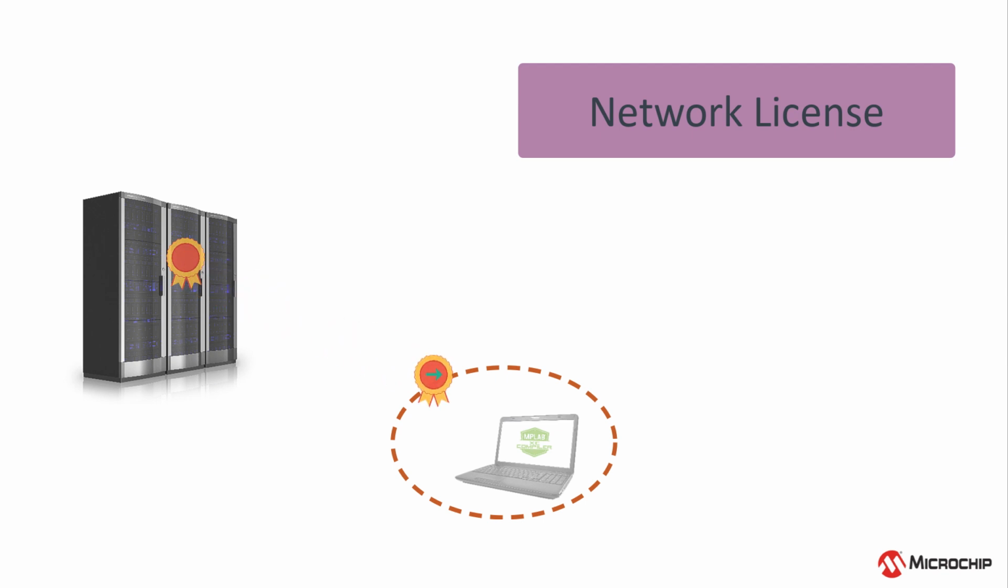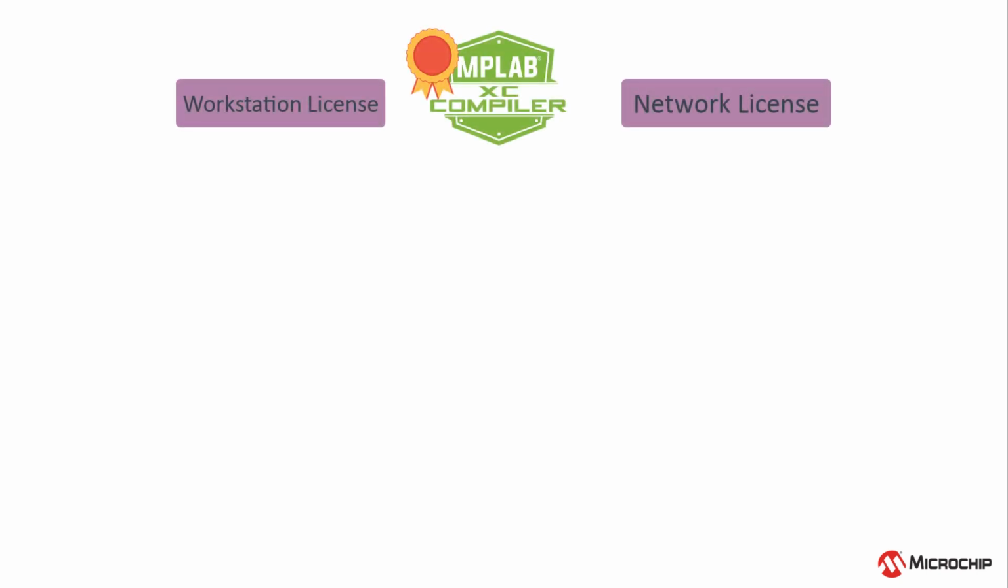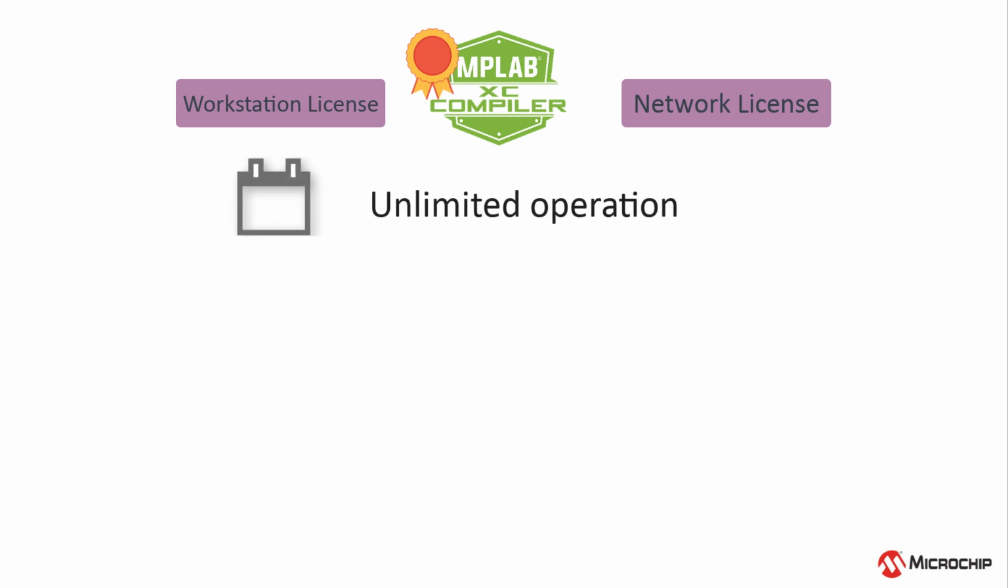A 30-day roam out feature allows the license to be used on a host machine outside the network. Choose this license if you prefer the license to be installed on a central server, or when more than one engineer requires simultaneous access to a compiler with Pro optimizations. When using either of these licenses, MPLAB XC compilers operate indefinitely with full Pro optimizations.